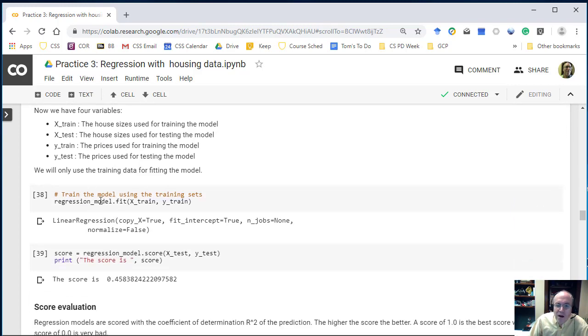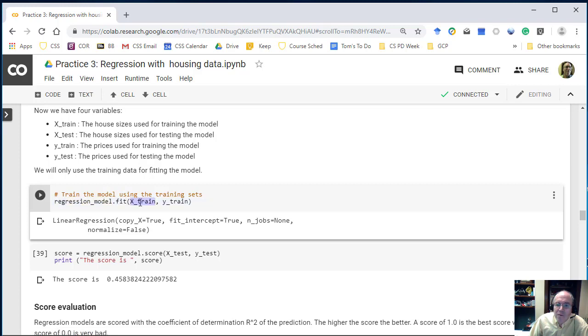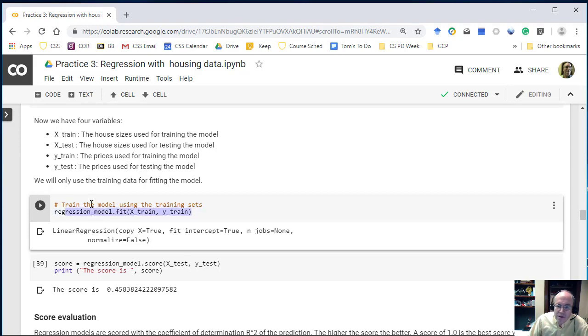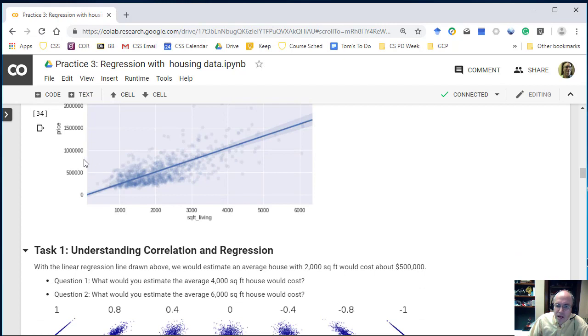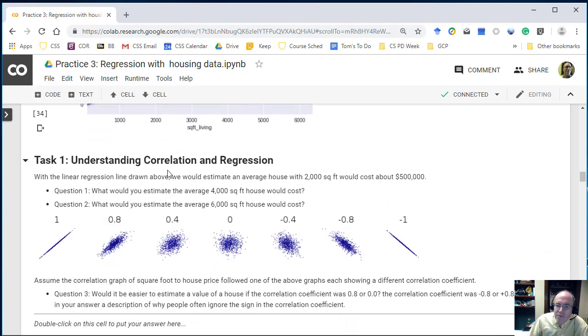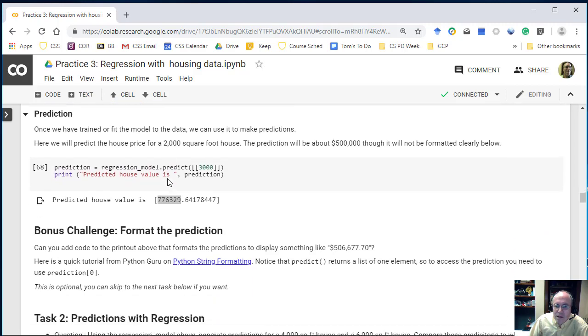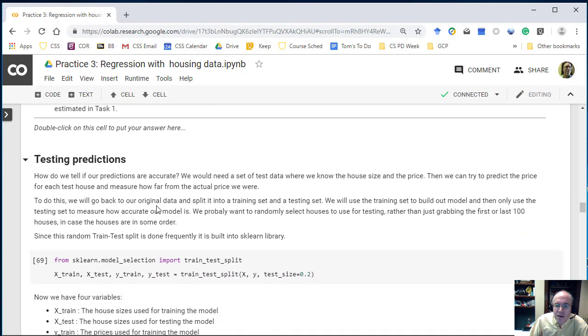And now we can fit our model. When we fit, we only want to use our training data. We don't want to use our testing data here. And again, that will look at the square foot and the price, and try to figure out what this line is and calculate it. We can actually get the slope and intercept and all that from the line, but again, we're not going to worry too much about that in this course today.